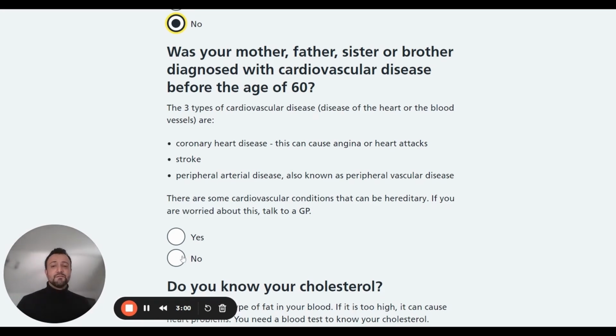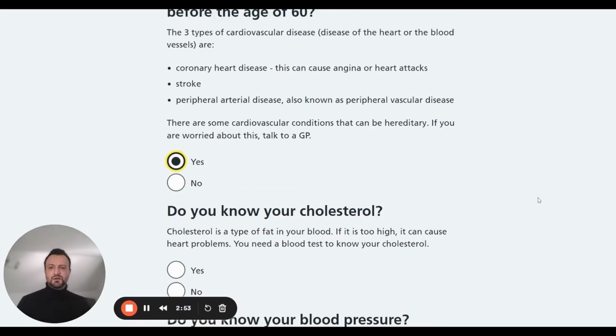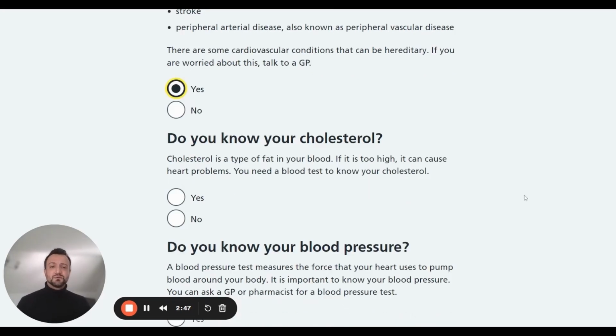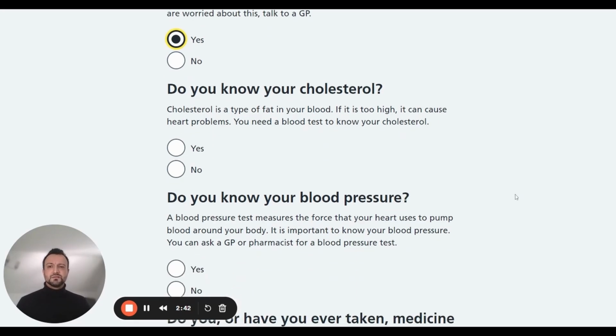The next thing is about family history. Does your mother, father, sister, or brother have cardiovascular disease? That is true. Yeah, my mother has cardiovascular disease before the age of 60. Family history is a major predictor of risk for you as an individual having cardiovascular disease. Probably about 40% of cardiovascular disease has a hereditary component.